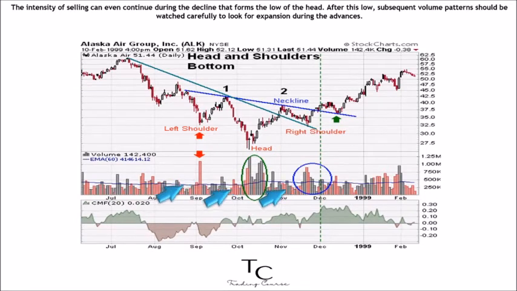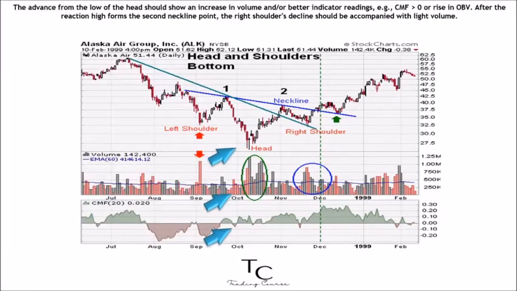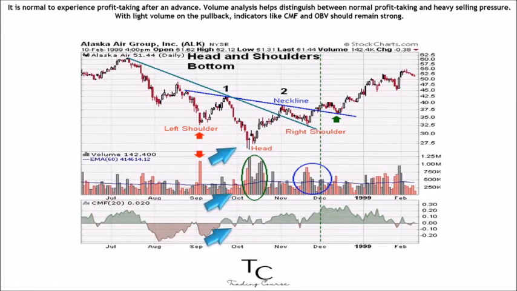After this low, subsequent volume patterns should be watched carefully to look for expansion during the advances. The advance from the low of the head should show an increase in volume and/or better indicator readings, e.g., CMF greater than 0 or a rise in OBV. After the reaction high forms the second neckline point, the right shoulder's decline should be accompanied with light volume. It is normal to experience profit taking after an advance. Volume analysis helps distinguish between normal profit taking and heavy selling pressure. With light volume on the pullback, indicators like CMF and OBV should remain strong.